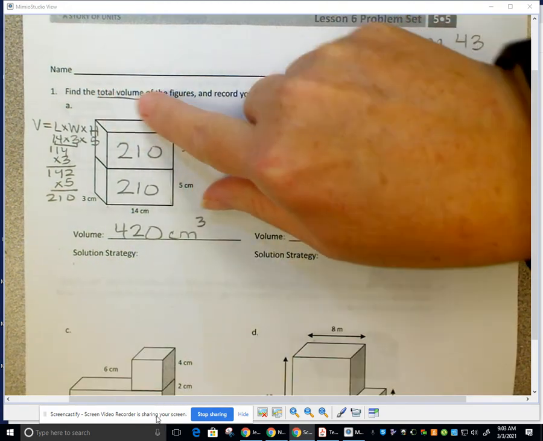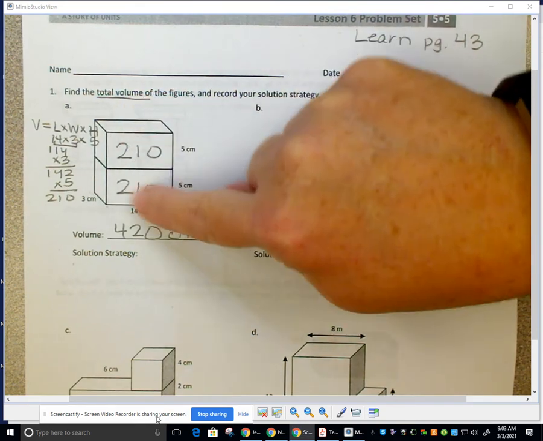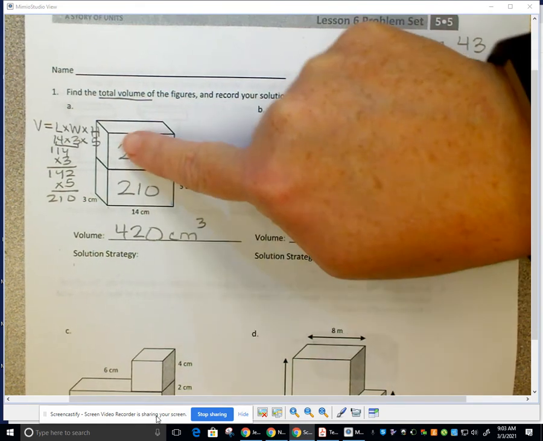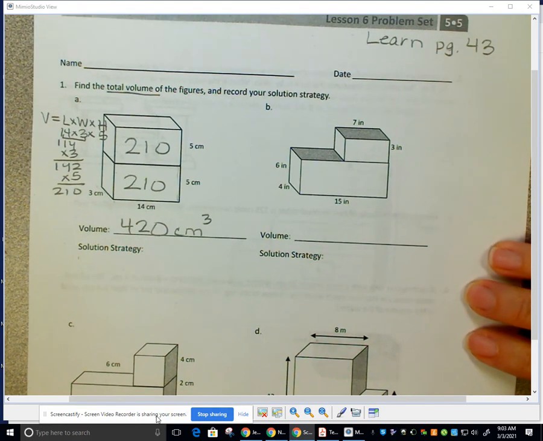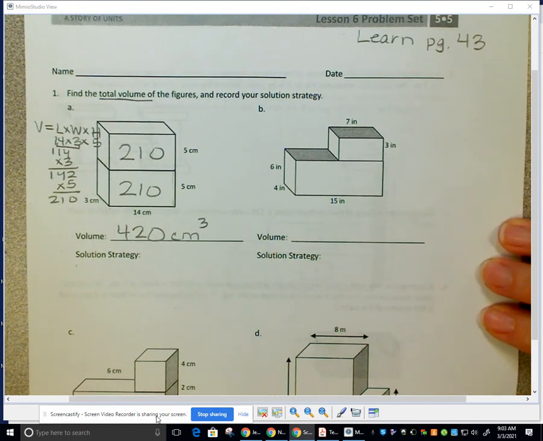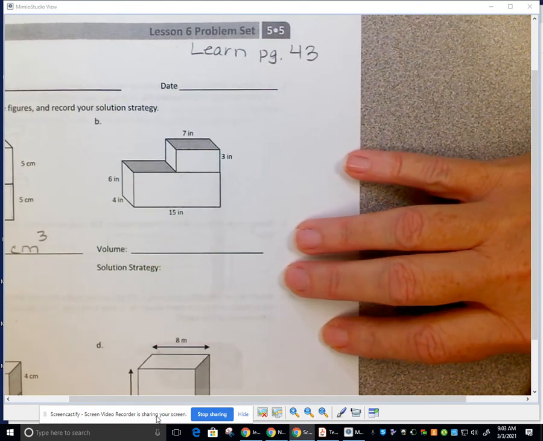So we're getting a total volume. So you've got to add each thing together. Or I could have said 210 times 2. Okay? All right, let's move over to B.